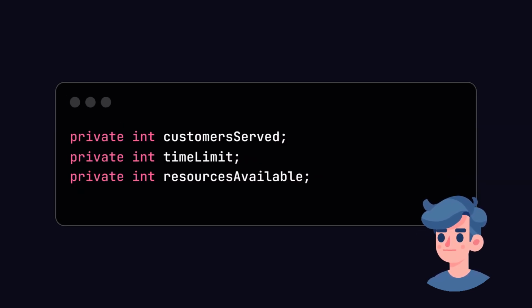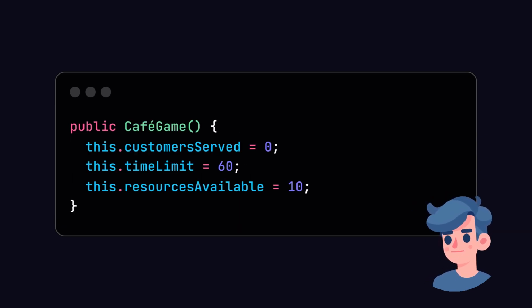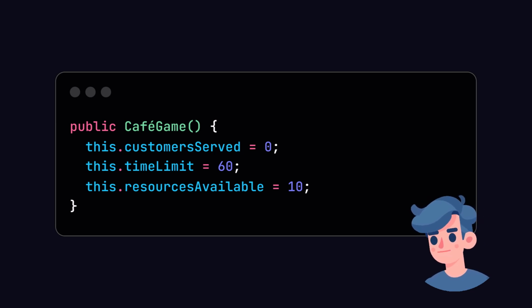Now, let's add some game variables. We need to track the number of customers served, the time limit, and the number of resources available. We'll declare these at the class level. After declaring the variables, we'll create a constructor to initialize these values. Let's set customers served to 0, time limit to 60 seconds, and resources available to 10.